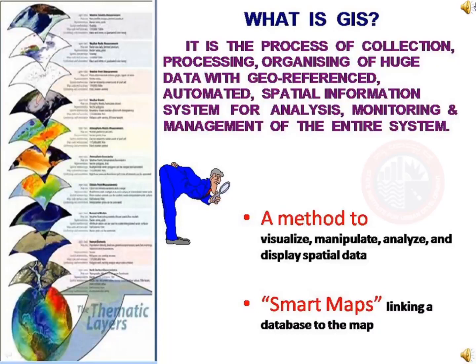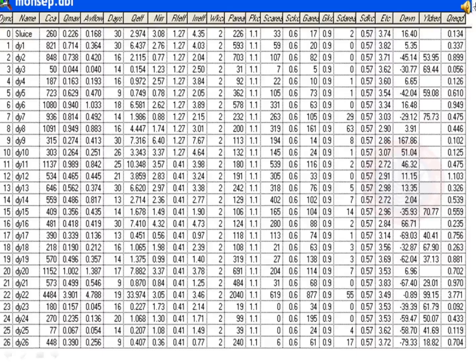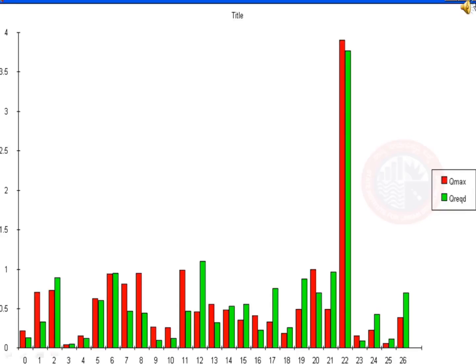Also, it is a smart map linking a database to the map. Also, it is a method to visualize, manipulate, analyze and display spatial data. It is observed from the table that it is very difficult to find out the maximum and minimum value with this minimum time. The same data has been converted into a graphic. Now it is very easy to find out the maximum and minimum values with minimum time. So GIS easily converts data into a graphical form.